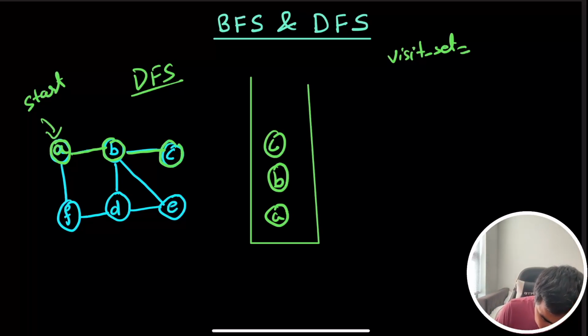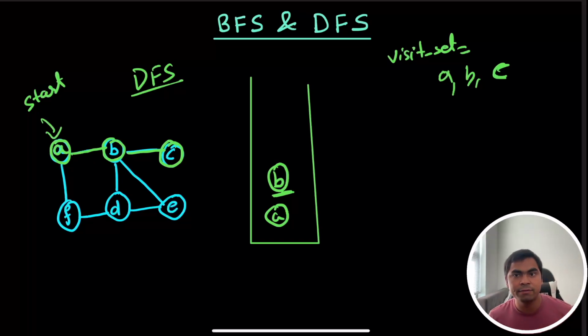So I will explore C as well. While we are visiting, we can keep adding to our visit set. It doesn't really matter. So A, B, C are all visited. Now I'm done exploring C. There are no neighbors to C, so I'll pop it from my stack. I still have B, and do I have other unvisited neighbors of B? Yes, I do. I have E, so I'm gonna explore E.